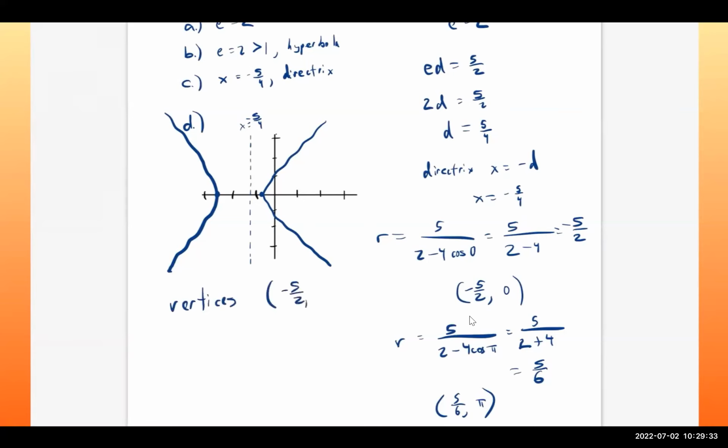All right, so for part D, the vertices are negative 5/2, comma 0, and 5/6, comma pi. And that is it for this section.